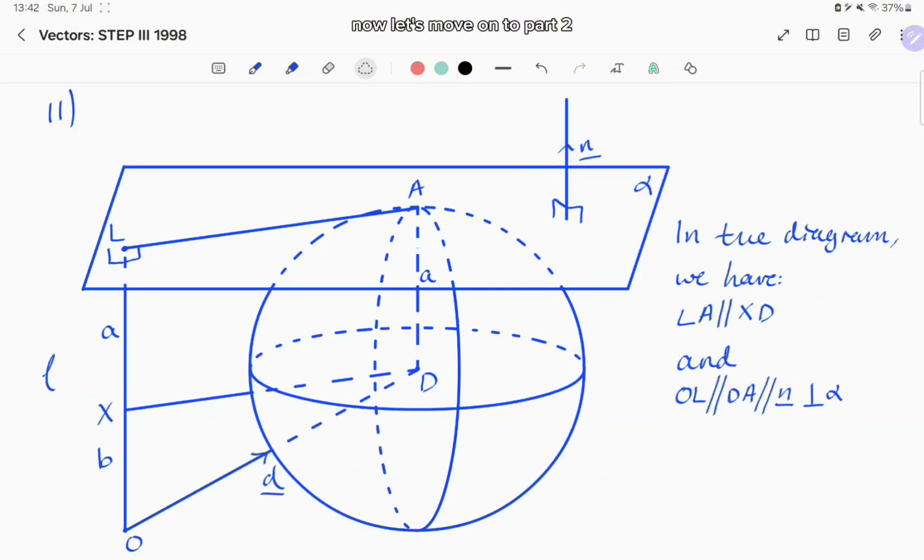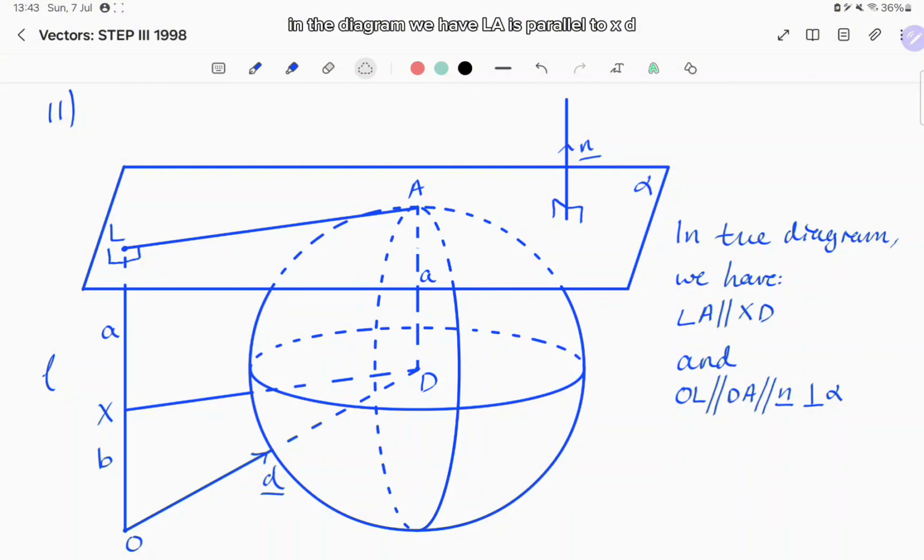Now, let's move on to part 2. Firstly, we will have a very good look at the diagram. Here, we have a sphere at centre D with position vector d, and with radius a. Plane alpha is tangent to this sphere at point A. Plane alpha also has vector n as its normal vector. Notice that L is the minimum distance between the origin and the plane alpha.